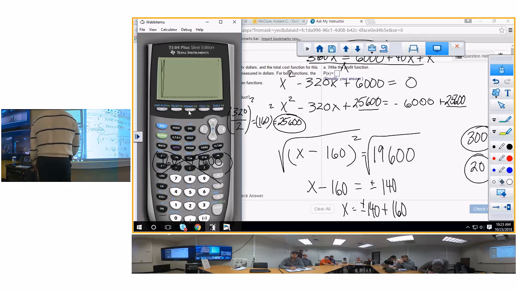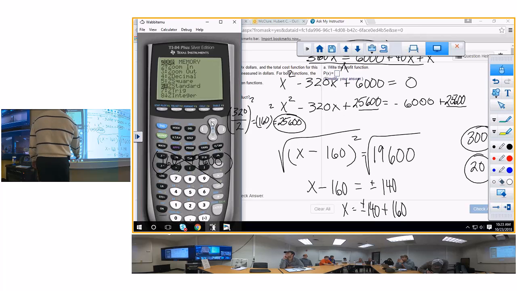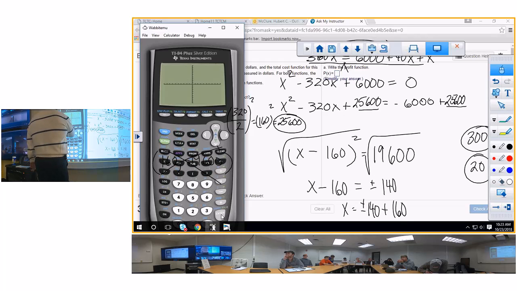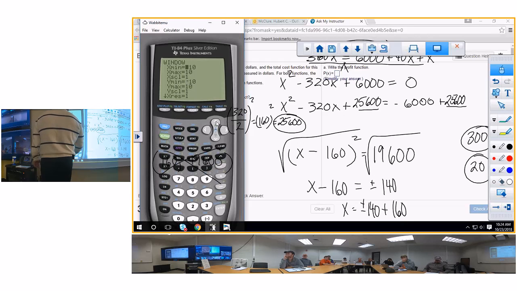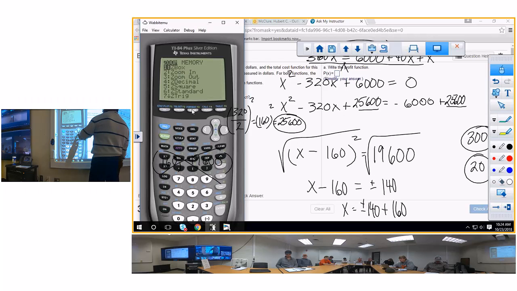And I'm going to hit zoom. Just going to hit standard because I have no idea what it looks like. Well, we've got to change the window. I'm sorry, the 6,000. So I'm going to go with negative 100 to 100, and then from 0 to 7,000. Graph. And of course, now we can zoom out. Enter. And I'm just going to zoom right in here.